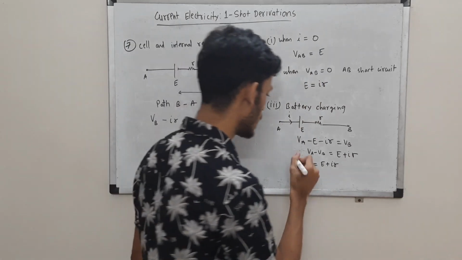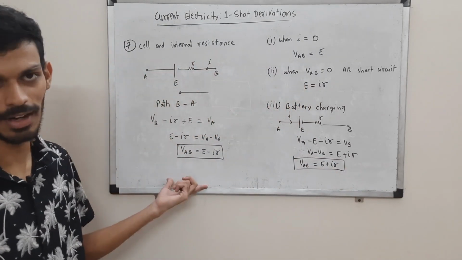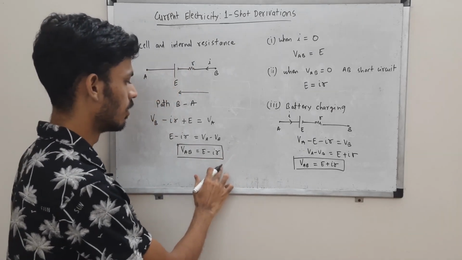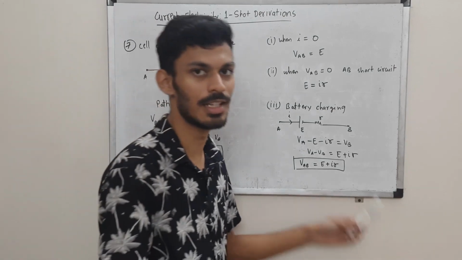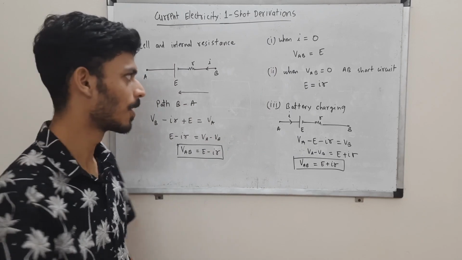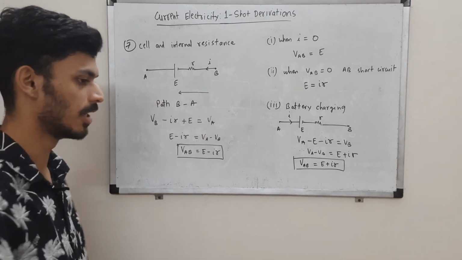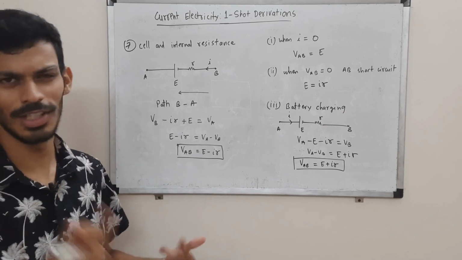This is in case of charging of a battery, which is very rare. Usually the battery drives the circuit, so that is the most common one, the one which you should remember. However, don't forget this is also possible, wherein the battery is charging. So that was about the internal resistance and the EMF of a cell. Let's move to the next derivation on Wheatstone bridge.